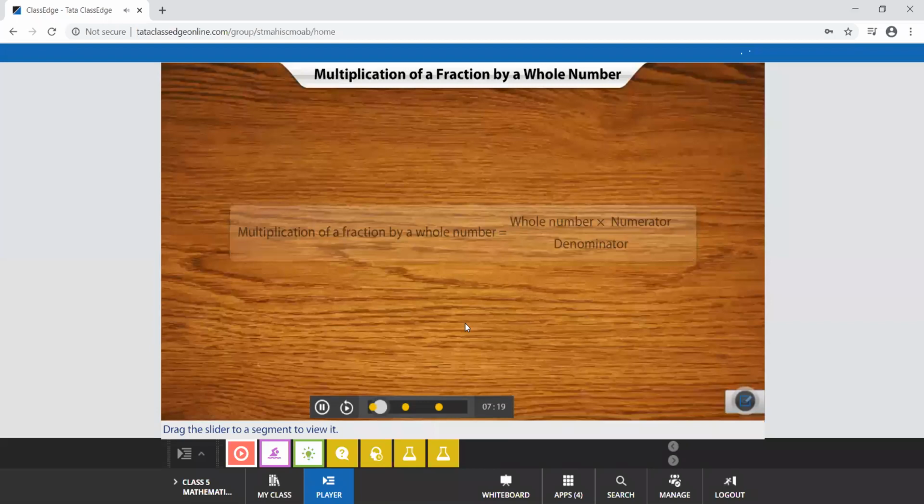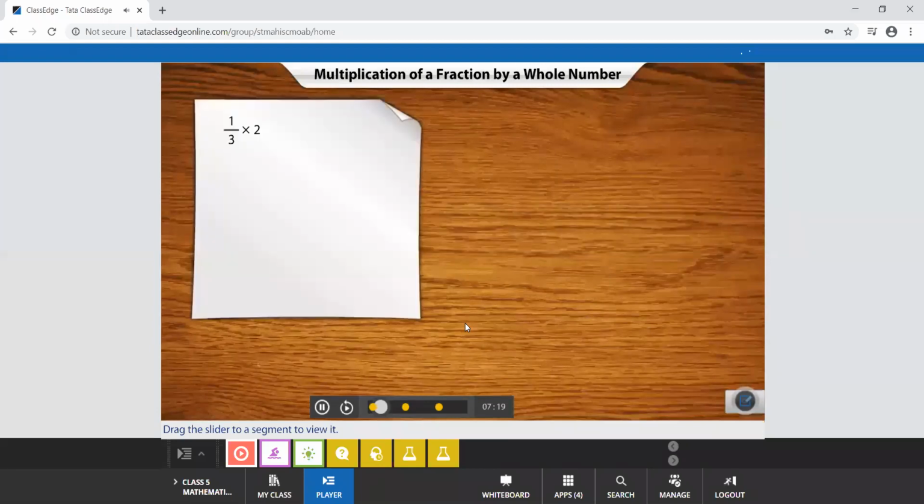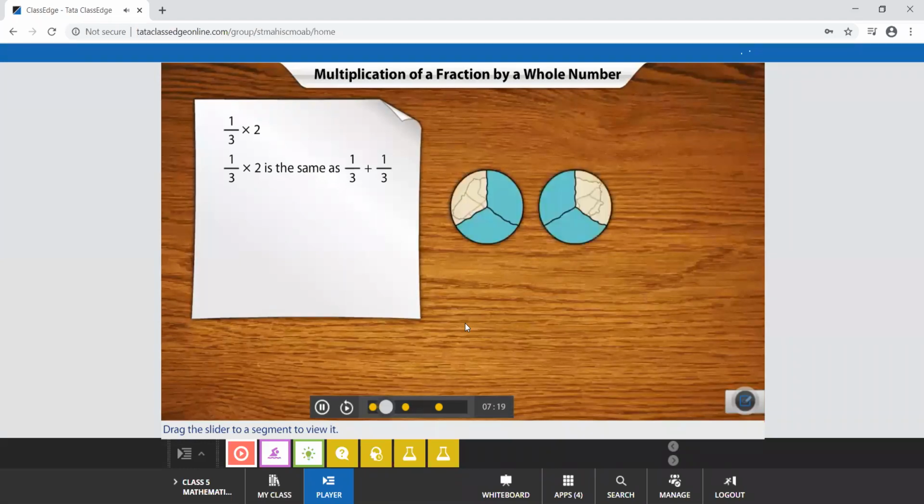Coming back to Priya and Aisha, the two girls have 1/3 of the map each. We can represent the situation as 1/3 multiplied by 2. Let's simplify this. You must be aware that multiplication is repeated addition. Therefore, we can write this in another way: 1/3 plus 1/3. Let's first simplify using the repeated addition method.